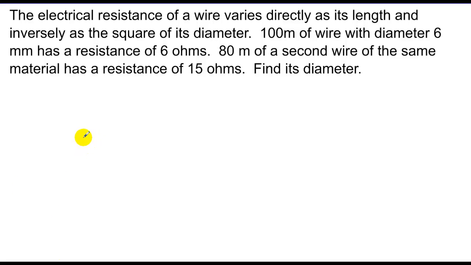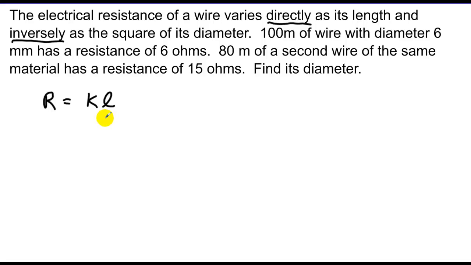So a little more reading on this problem. It says the electrical resistance of the wire varies directly. So we're going to go resistance varies directly with the length, so k L, and inversely as the square of the diameter. Okay, so this is what we call a combined variation, because what we have in a singular problem is a direct variation and an inverse variation. But all I've written to this point is the direct variation.